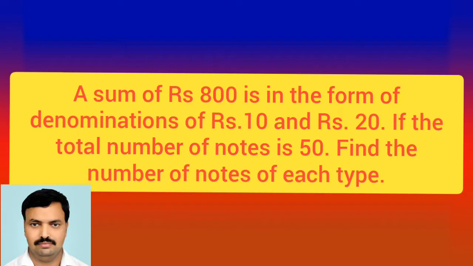And here the first question is, a sum of rupees 800 is in the form of denominations of rupees 10 and rupees 20. If the total number of notes is 50, find the number of notes of each type. So before solving this question, let us discuss the basic concept behind it.